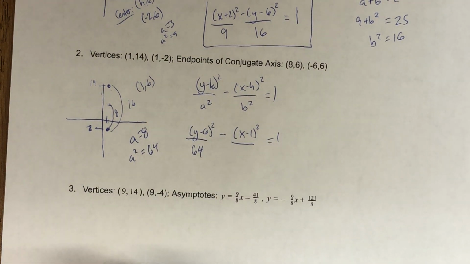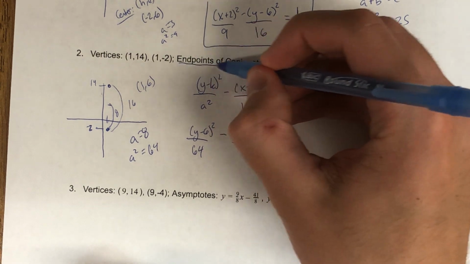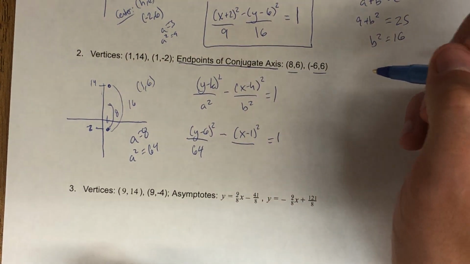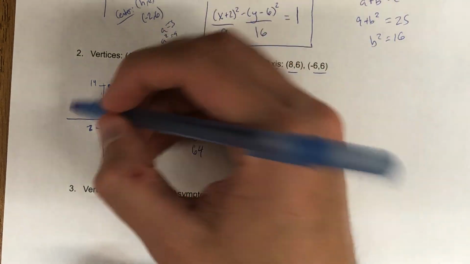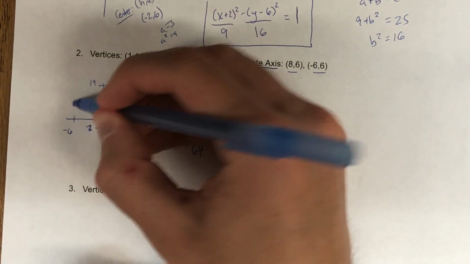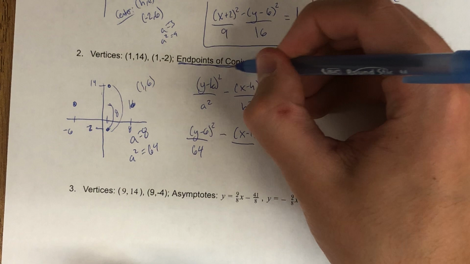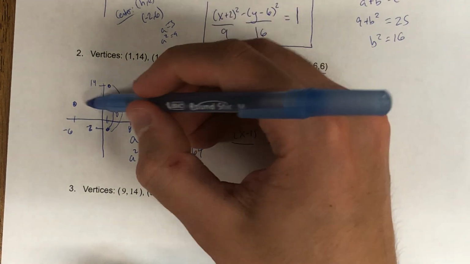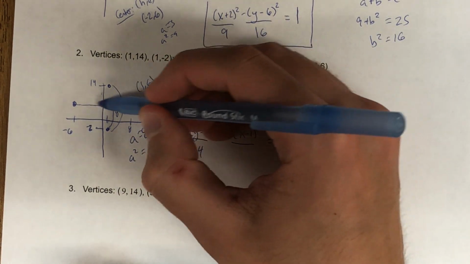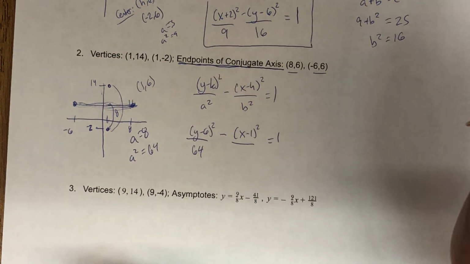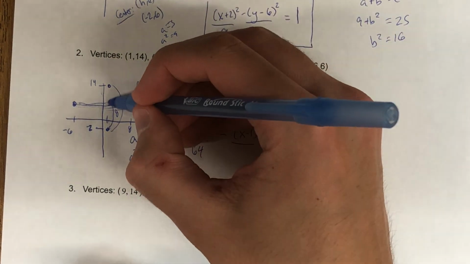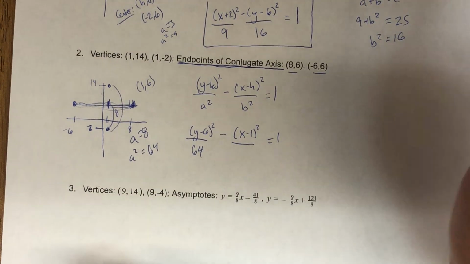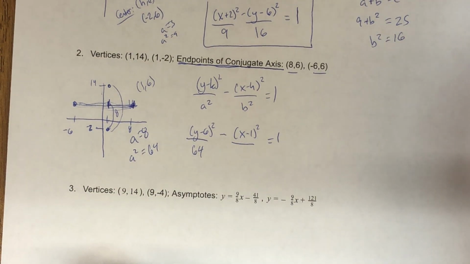To figure out our b value, we're given endpoints of the conjugate axis at (8, 6) and (negative 6, 6). The conjugate axis just refers to the axis of your b value. Your co-vertices is what we often call those. So the distance from your center to one of these points actually tells us our b value.